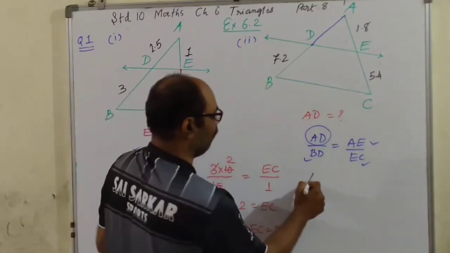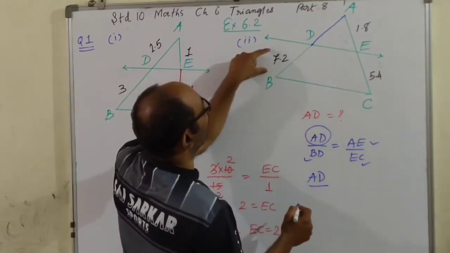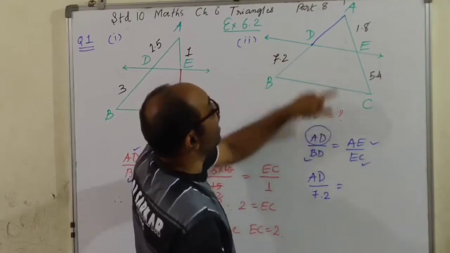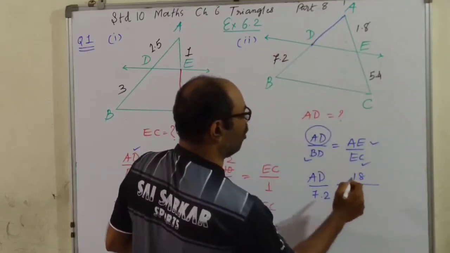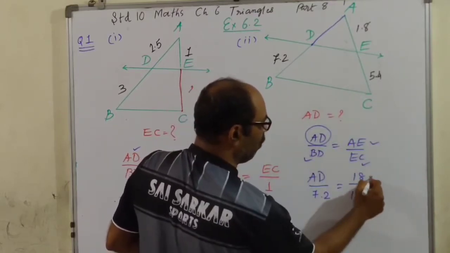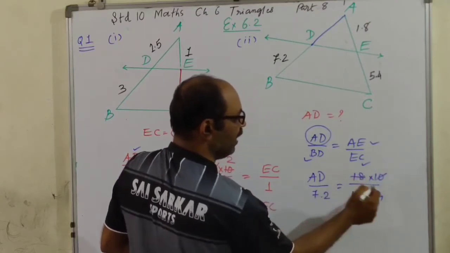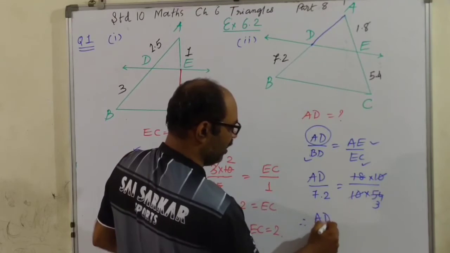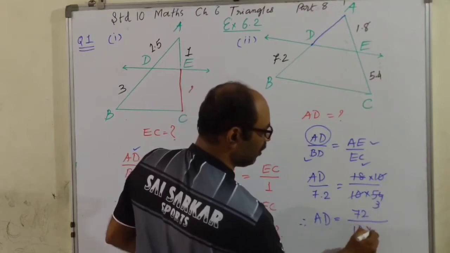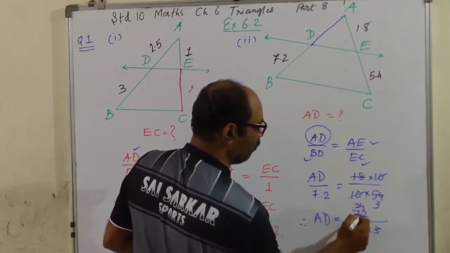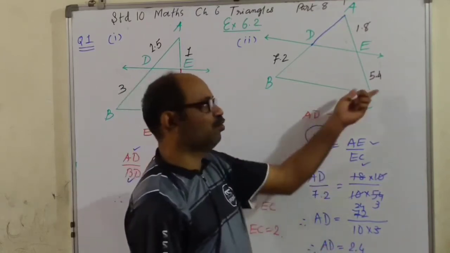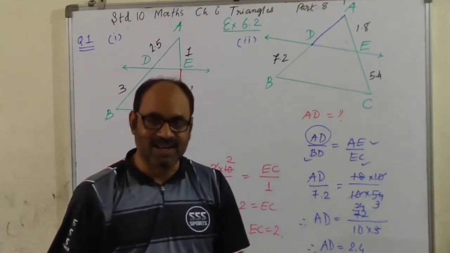Let's see, AD we have to find. BD, it is 7.2. Okay, I'm writing 7.2 right now. AE, it is 1.8. I'm removing the decimal, so upon 10. And EC, that is 5.4, upon 10. The 10s cancel. 18 ones are 18, 3s are 54. Therefore, AD is equal to, cross multiply, 7.2 upon 3, 3 ones are 3, 3 twos are 6, 3 fours are 24, upon 10, that is 2.4. So AD is 2.4 units, 2.4 centimeter, whatever is given. Is that clear to you?